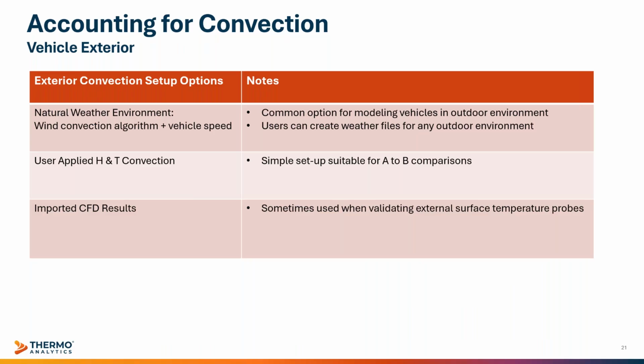The most accurate option is using imported CFD results. Modeling external convection in a CFD tool requires a very high element count, so you should expect really long runtimes with this method. We mostly see people use this method if they really need to validate surface temperatures on the vehicle exterior. Otherwise, the results accuracy doesn't really justify those extremely long runtimes.